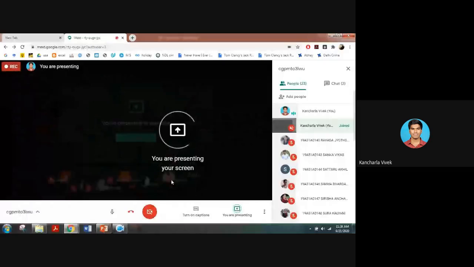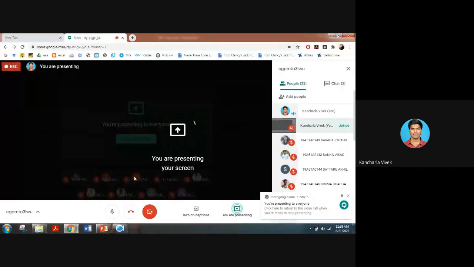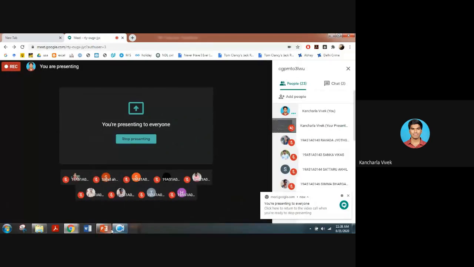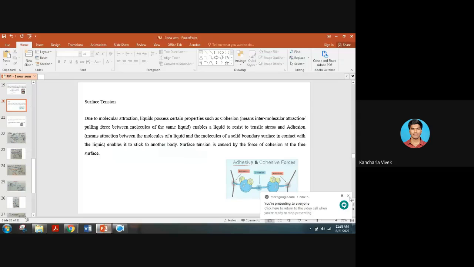So we learned about some of the main fluid properties and how they affect the fluid, that is either solid, liquid or gas.